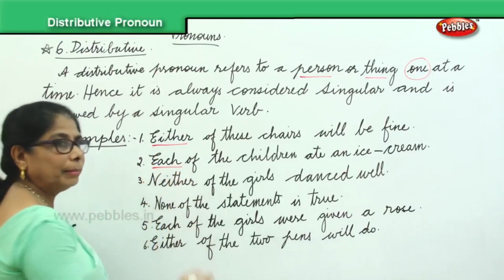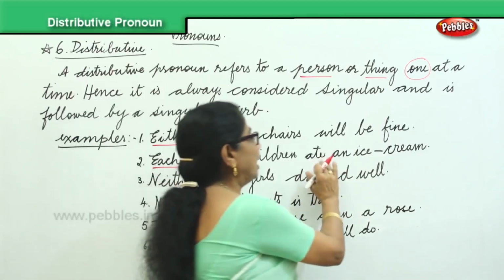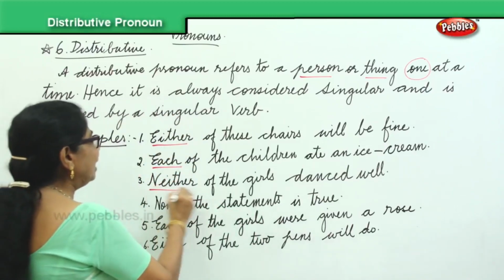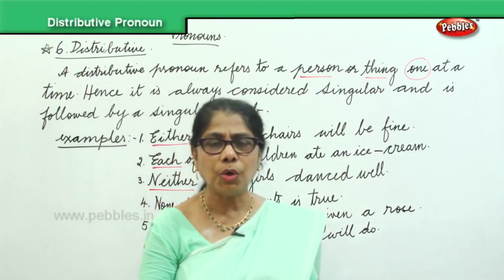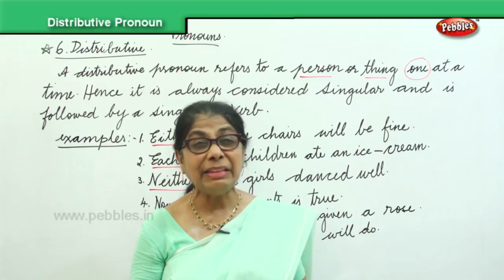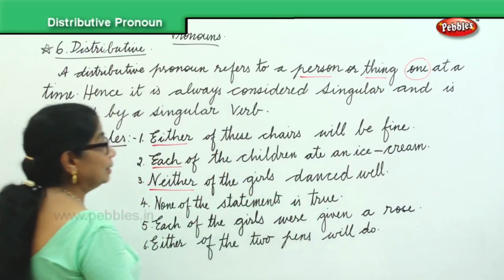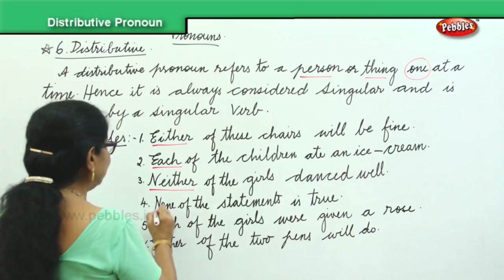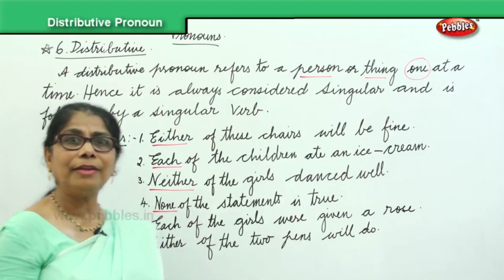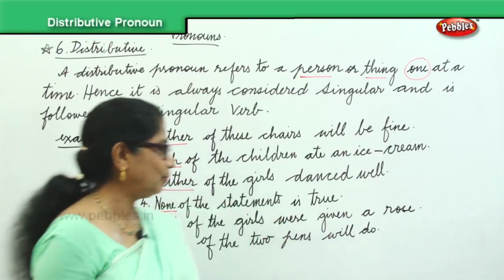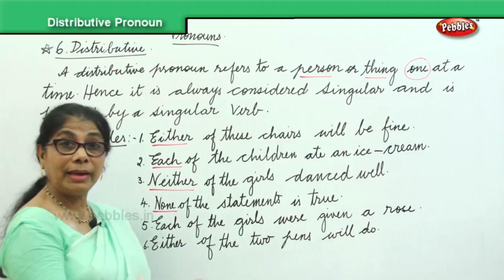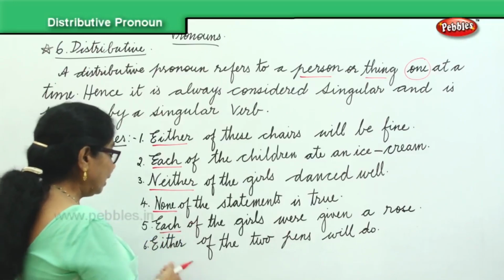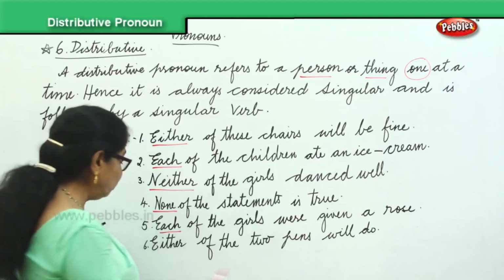Each of the children, maybe there are 5 children there. Each child ate an ice cream. Neither of these girls danced well. Whole lot of girls, let us say 7 girls are there. Neither of them, not one girl danced well. Then, none of the statements is true. Maybe a lawyer is taking up some case and he says, not even one statement is true. Each of the girls was given a rose. There were maybe 5 girls there and each girl was given a rose. Either of these 2 pens will do. This pen or that pen.